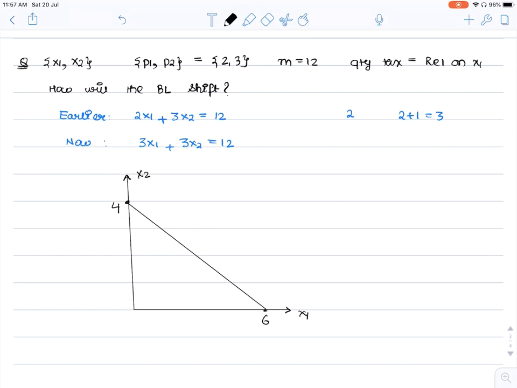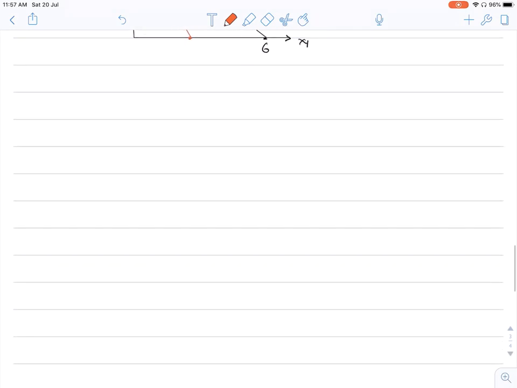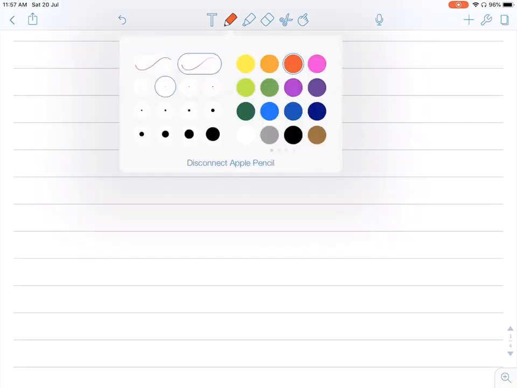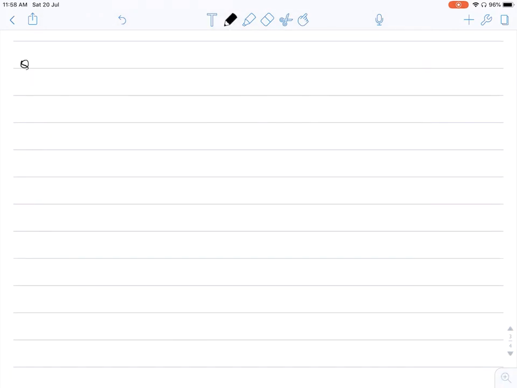So this is the original budget line. You can also draw the new budget line. New budget line is 3x1 plus 3x2 equals 12. So when x1 is 0, x2 is 12 upon 3, which is 4, and that's right. That is the same intercept. But when x2 is 0, x1 is 12 upon 3, which is 4. So the new budget line has a horizontal intercept of 4, and so the budget line becomes steeper in this case.